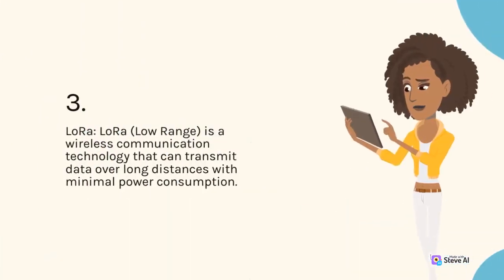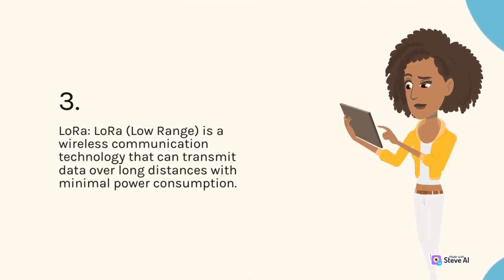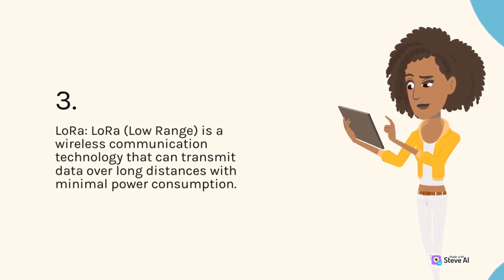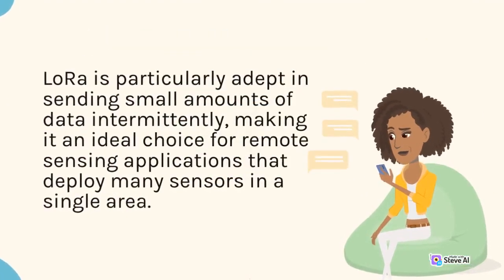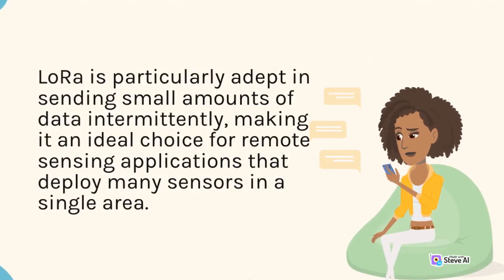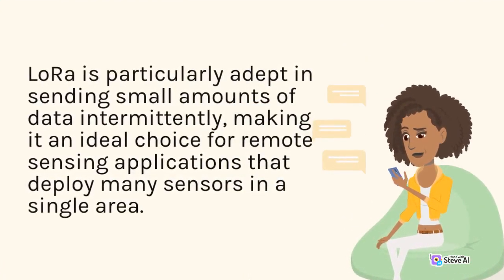3. LoRa. LoRa, long range, is a wireless communication technology that can transmit data over long distances with minimal power consumption. LoRa is particularly adept in sending small amounts of data intermittently, making it an ideal choice for remote sensing applications that deploy many sensors in a single area.